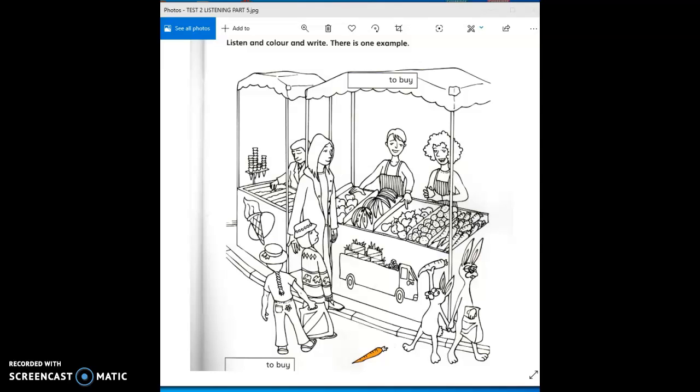Part 5. Look at the picture. Listen and look. There is one example.